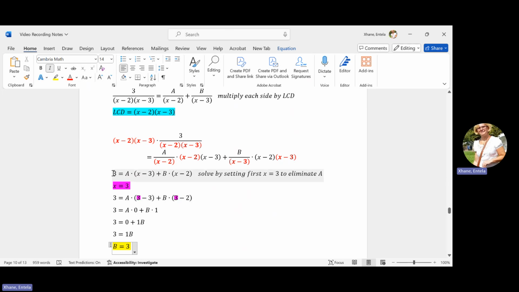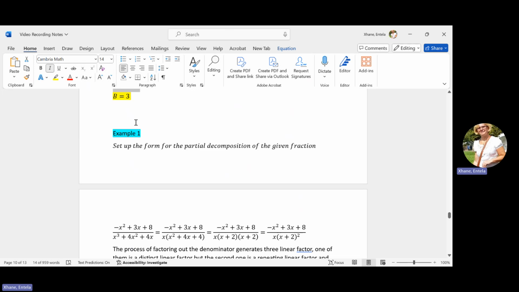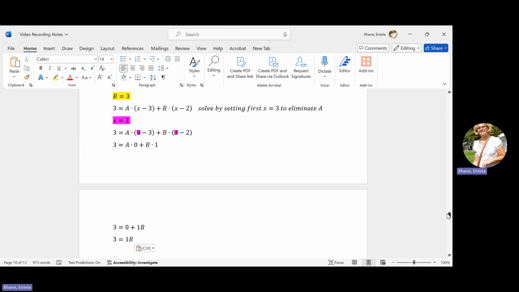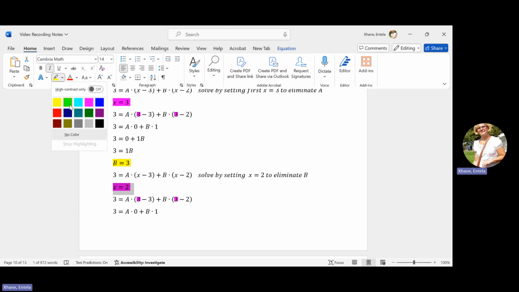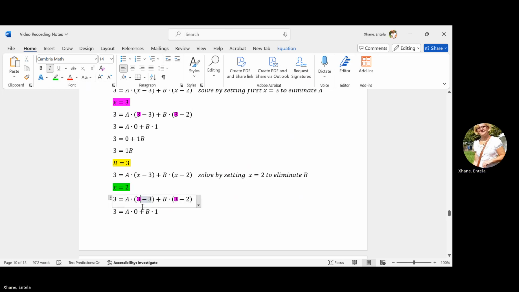Now we repeat this process. So I'm going to copy, paste again, and then make adjustments. So now I'm going to change color. So solve now by, secondly, setting x equals to 2. And then I'm setting x equals to 2 to eliminate b. So x becomes 2. And then this is where I'm going to change color now. So I proceeded with purple. Now I'm going to make this green. This will be substituted by 2 in green color.